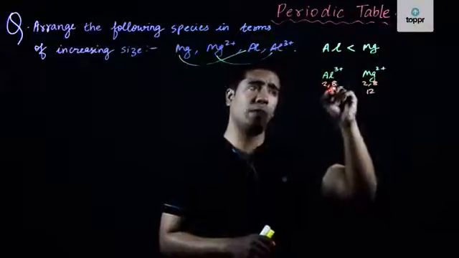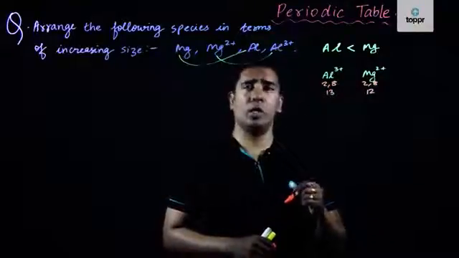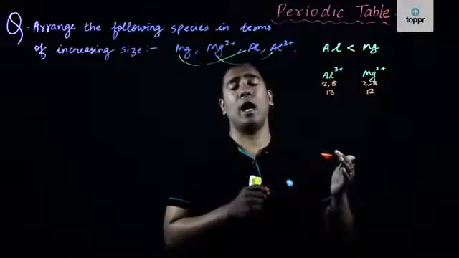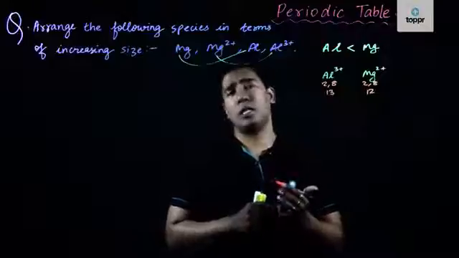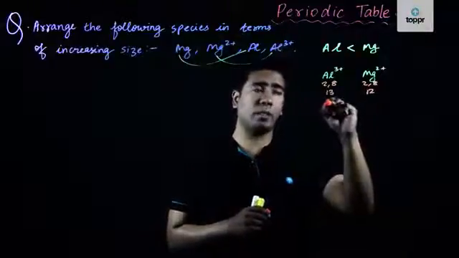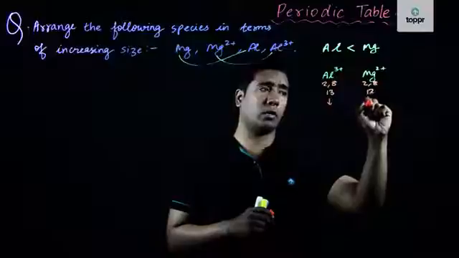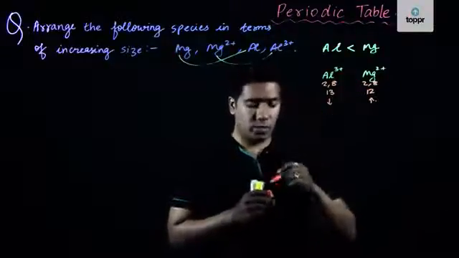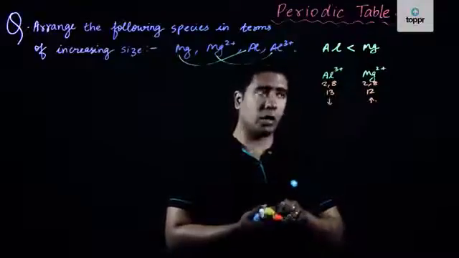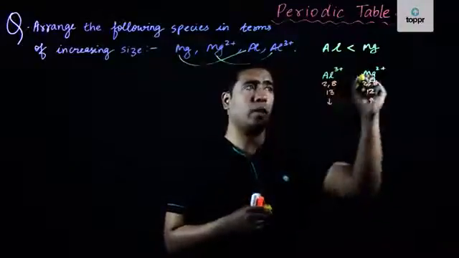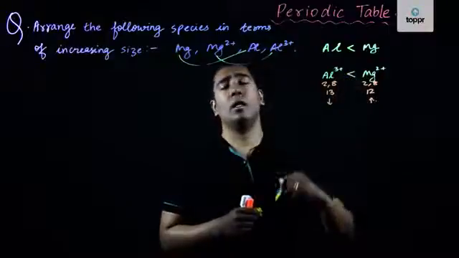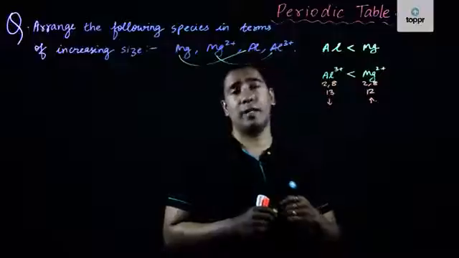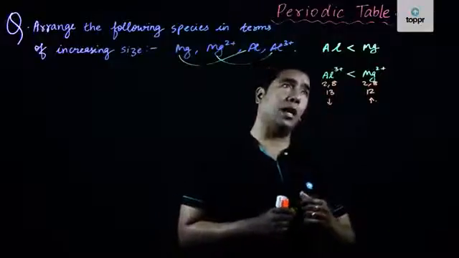So here the force of attraction will be much stronger in the case of aluminum, due to which the outer electrons will be attracted much more strongly to the nucleus, hence the atomic size will decrease to a much larger extent. Hence here the ionic size will be less as compared to the magnesium ion. So if we need to arrange them, the order will be like this, wherein the magnesium ion will have greater size as compared to the aluminum ion.